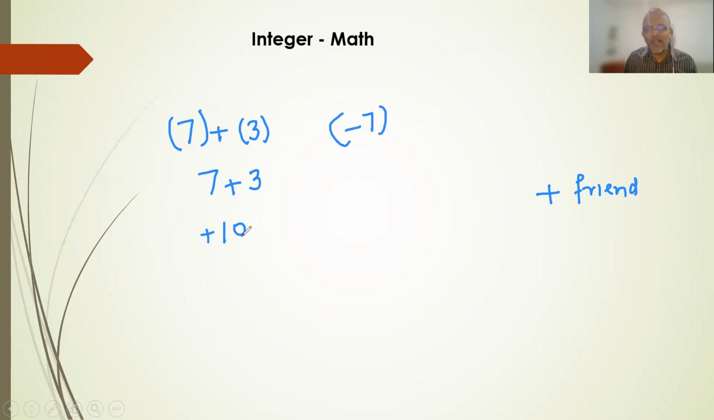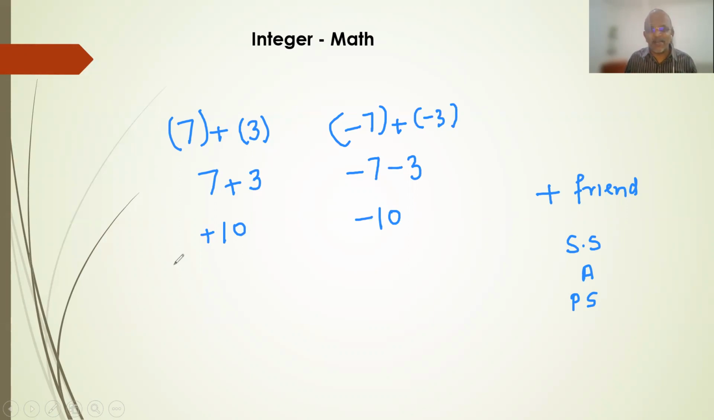Second example: minus 7 plus minus 3. What happens in this? Open the bracket. Plus, again, is not going to change. He is your friend, so it remains the same. And then, I have told you, same sign: add and put the sign. So I add them and I get the answer as minus 10. Am I clear? Let me take the third part for you.